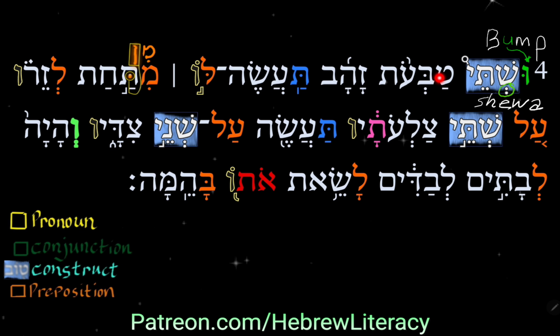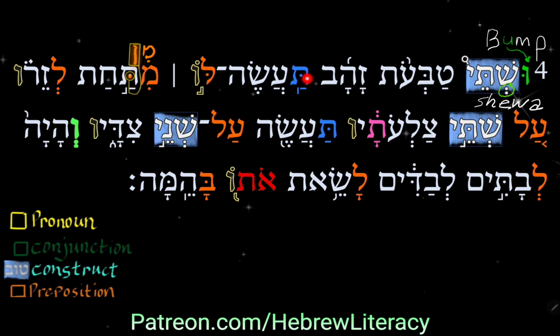So here we have tabot, which are rings, zahav, gold. In fact, the Lord of the Rings in Hebrew is called Sar HaTabot, like Prince of Rings.